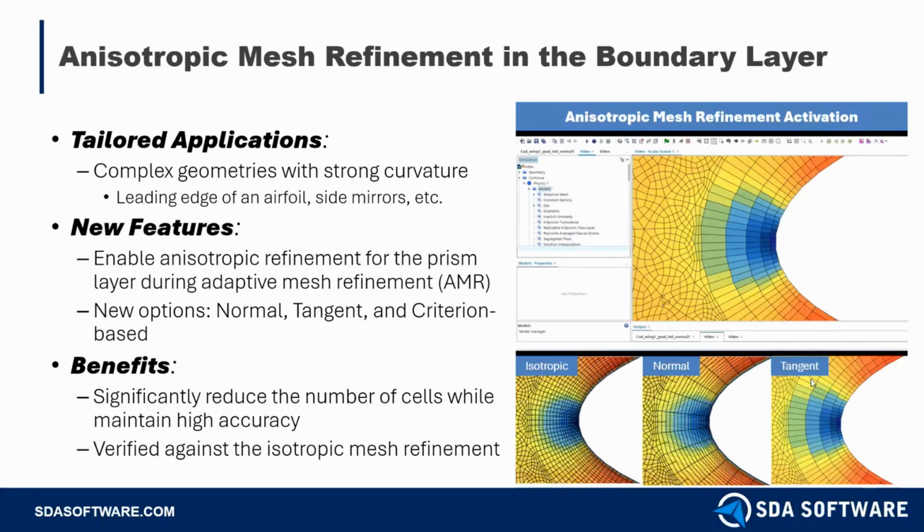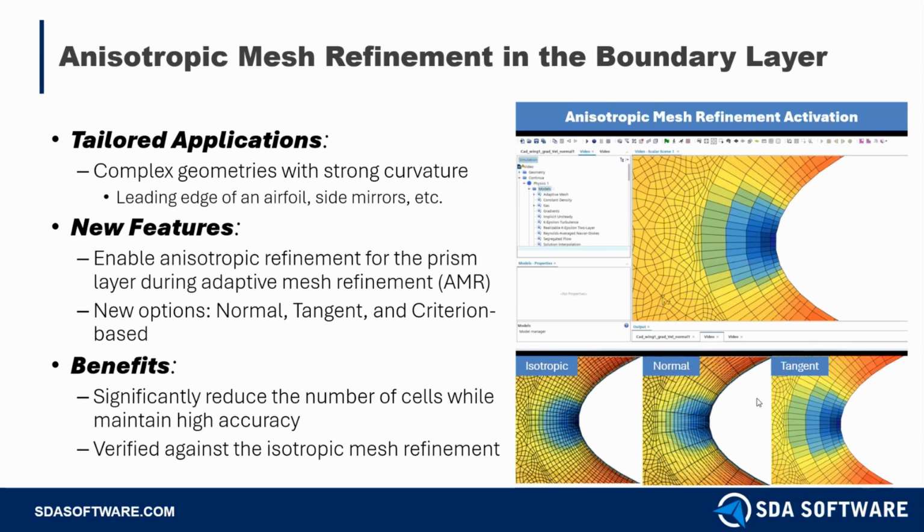In this version, an isotropic mesh refinement in the boundary layer is now available for adaptive mesh refinement, also known as AMR. This new feature is targeting geometries with a strong curvature, like the leading edge of an airfoil or side mirrors of a car. Previously, the isotropic option was the only option for prism cell refinement. This option often over-refines the prism layer mesh, resulting in lower computational efficiency.